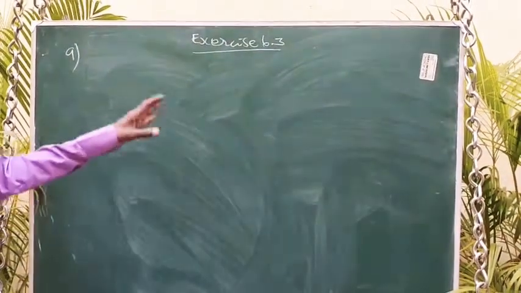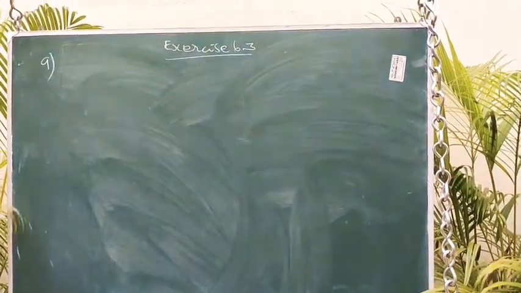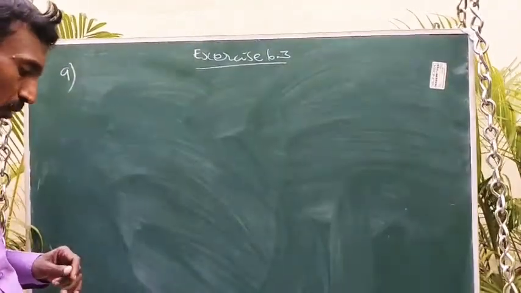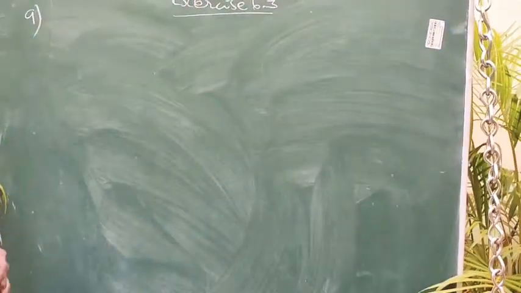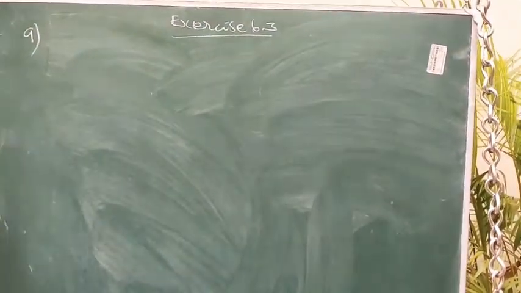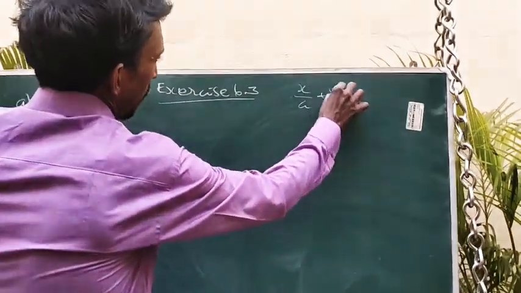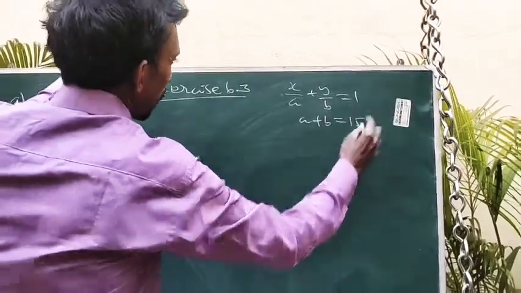Question number 9 in exercise 6.3. The question is, find the equation of the straight line which is parallel to the line 2x plus 3y equal to 10 and which is such that the sum of its intercepts on the axes is 15. Suppose we consider x by a plus y by b equal to 1 as the intercept form, given that a plus b equal to 15.